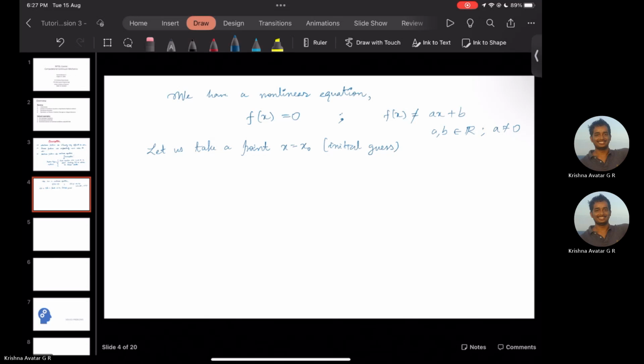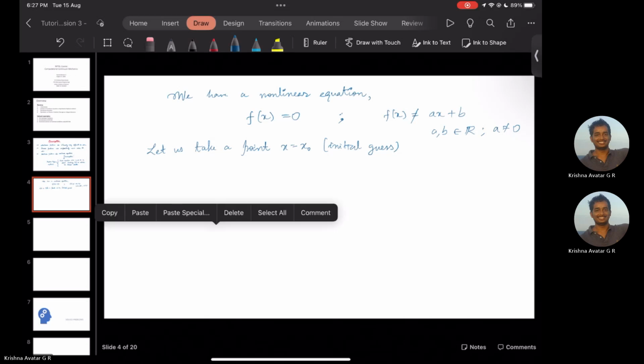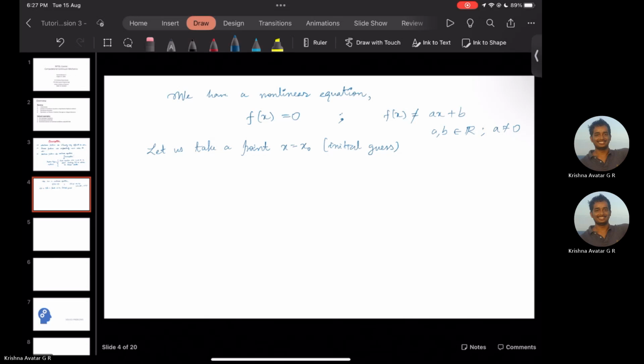And then what we do is we express the function. We now expand f of x about x is equal to x naught, using a very powerful technique called Taylor's series. Okay, now how is that done?